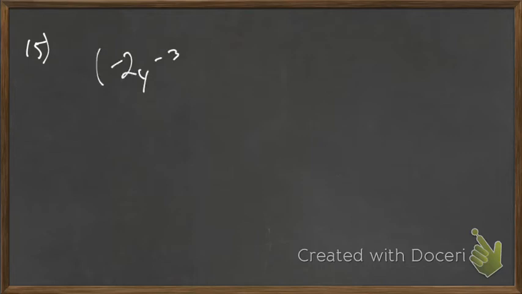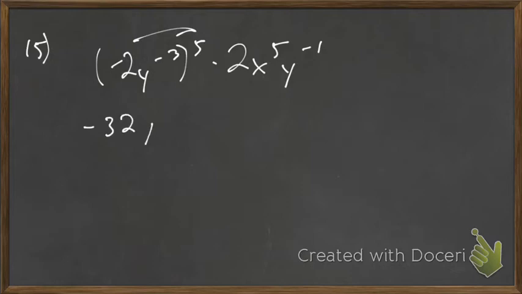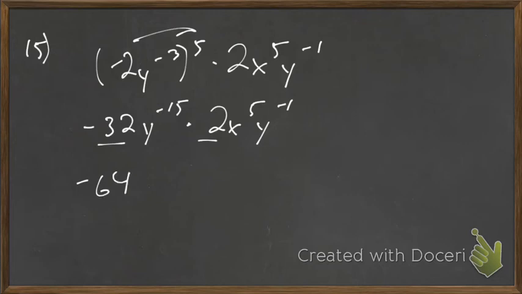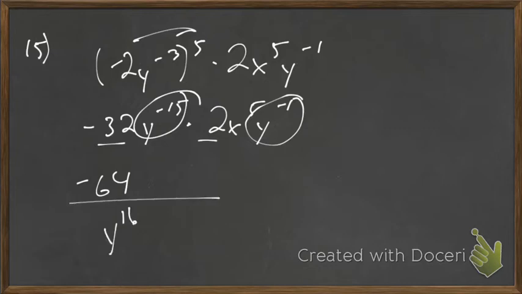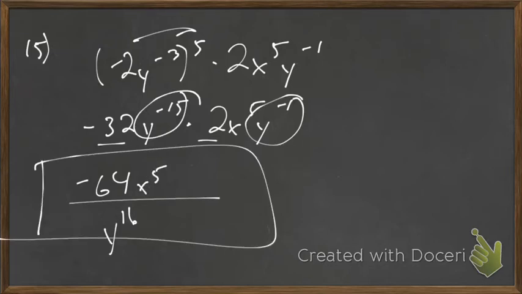2y to the negative 3 to the 5th times 2x to the 5th y to the negative 1. Everything here to the 5th power, so 2, 4, 8, 16, 32. Negative because of the odd number of negatives. Times 2x to the 5th y to the negative 1. All right, I'm going to multiply my numbers to get negative 64. I'm going to put y to the negative 15 and y to the negative 1 in the denominator for a total of y to the 16 and become positive. And then I still got an x to the 5th here. There's number 15.